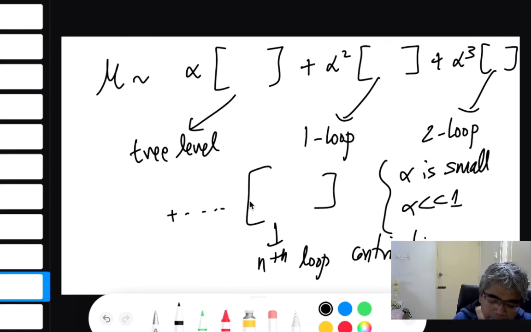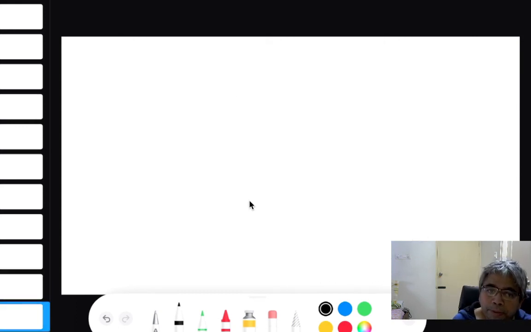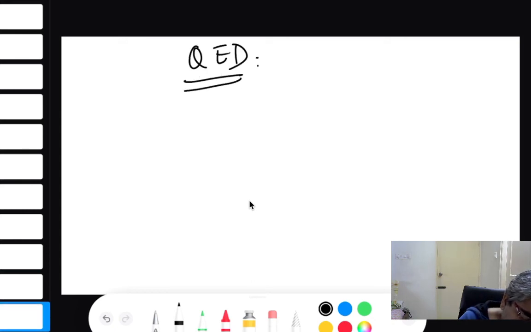How do these loops appear? Let's just look at some of these loops. For the process which I already looked at, the first thing we have to look at is the coupling itself. Let's go back to QED rather than scalar QED. There are three main one loop processes.